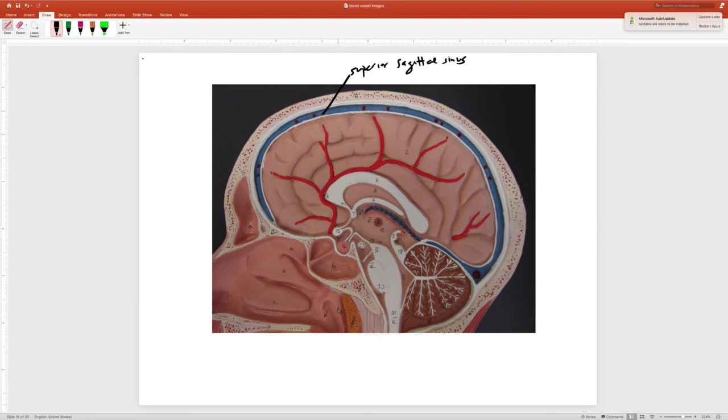And then the superior sagittal sinus drains into a transverse sinus, which is here. And then ultimately the sinus will drain into the internal jugular. So the internal jugular takes the deoxygenated blood away from the brain, again receiving it from the sinuses.